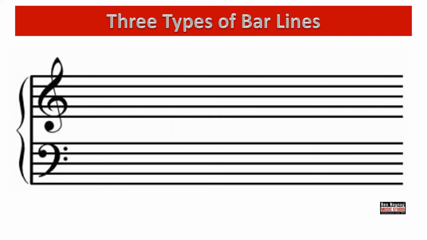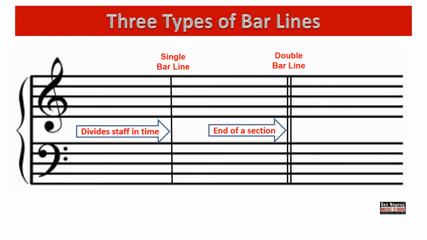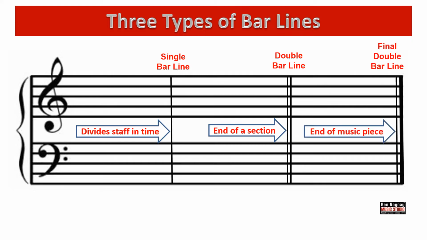First is the single bar line, which tells us where the measures are and separates the notes as required by a specific time signature. Secondly, a double bar line shows us that there is a major change in the music, such as a new time signature or a section of music is ended. And thirdly, the final double bar line, one is thicker than the other and it indicates that the piece of music is finished.